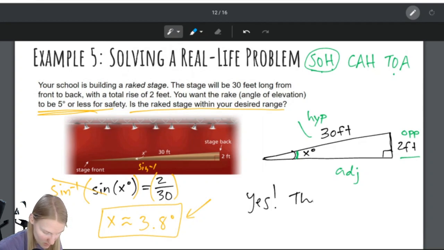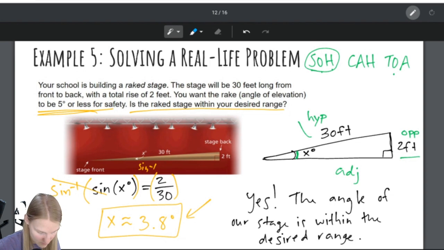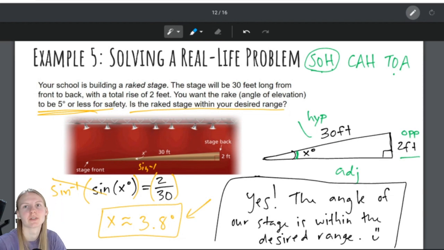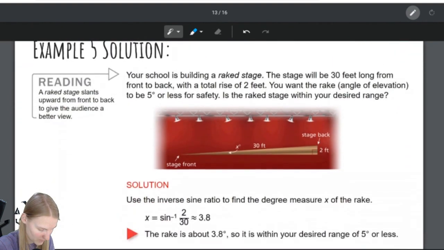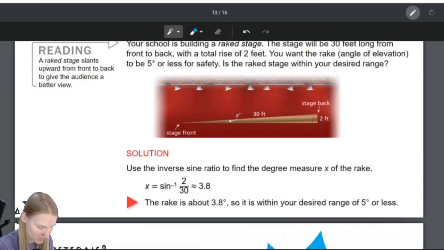yes. The angle of our stage is within the desired range. Smiley face. So that is our final answer there, and we'll put a box around it. Beautiful. Okay, all right. And we can check to make sure that we were right. Yep, inverse sine ratio, 3.8. Yes, it is within our desired range.